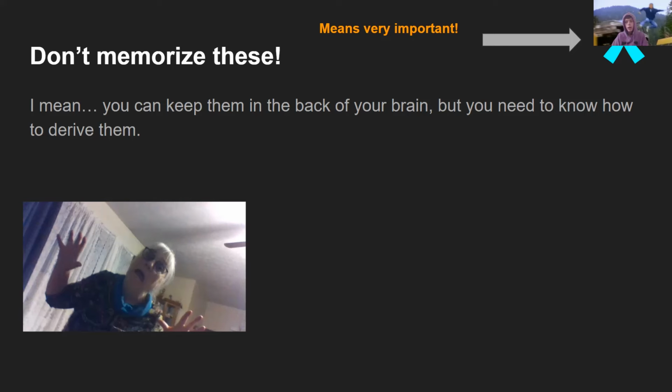And if you see this asterisk, that means it's very important. If it doesn't have the asterisk, then it may not even be on the exam, but if it has an asterisk, it probably will be. And these are more important for the FRQs.